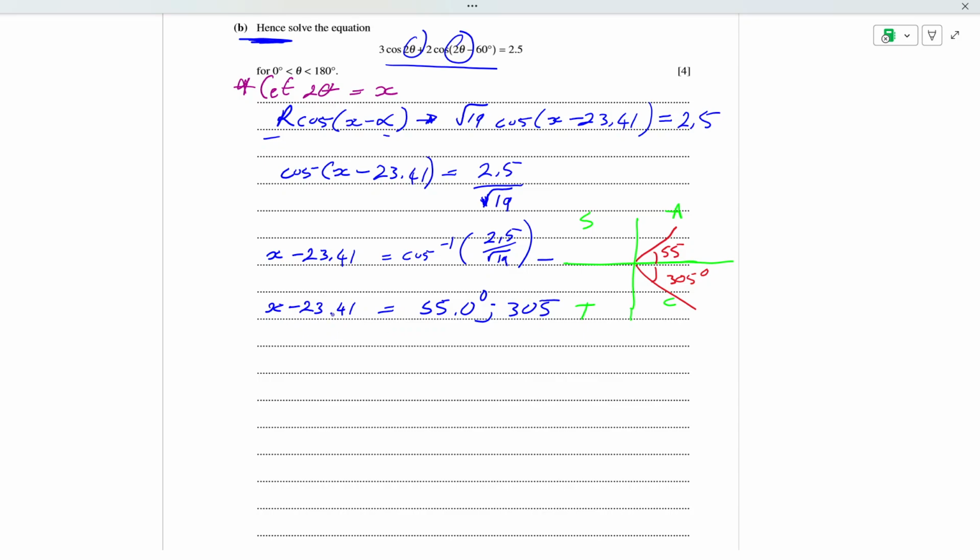Then we can add 23.41 to both sides. So x would be equal to 55.0 plus 23.41 and 305 plus 23.41. Then x is equal to 78.41 and 328.41.